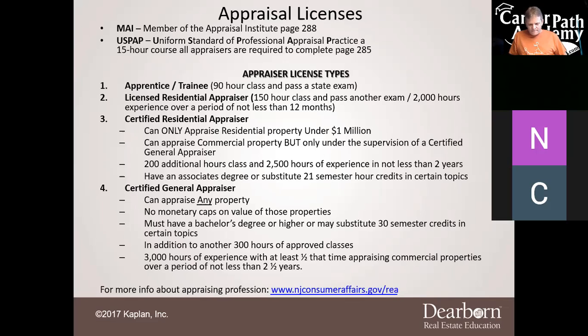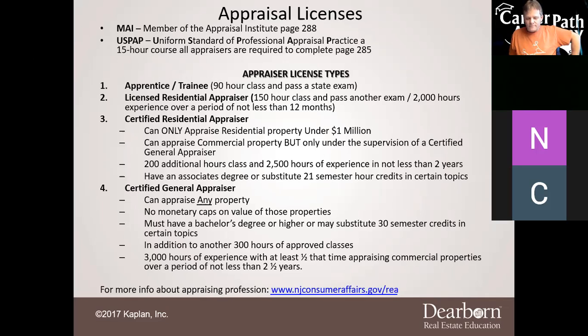And then at the very bottom of the page, the last word, you see it says unlike. Highlight: unlike residential appraisers, certified general appraisers have no monetary cap on the properties they can appraise. And then right at the end of that line, and can appraise commercial property. Okay.